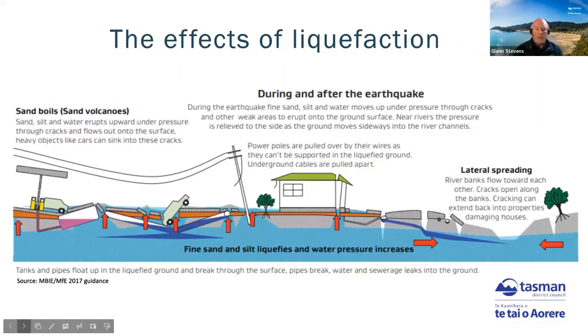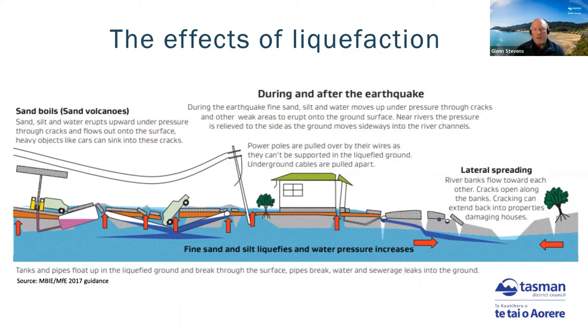This is a schematic from the MBIE guidance for liquefaction, showing a range of the effects of liquefaction. If we start on the left-hand side, we're representing sand volcanoes or sand boils, where saturated sand or silt material gets ejected under pressure upwards onto the surface. Where that ejected material comes from can cause a void, which can then collapse. I'm sure you've all seen pictures from the Christchurch earthquakes of cars stuck in giant potholes in the middle of the road.